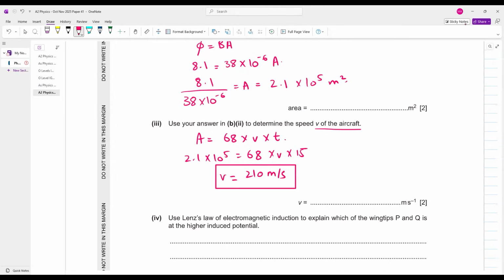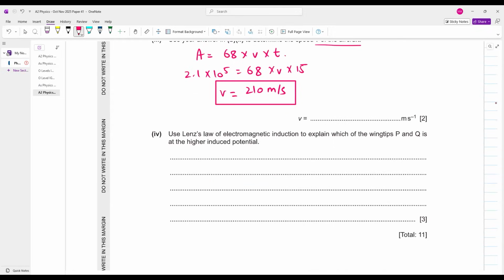Let's see part 4. Use Lenz's law of electromagnetic induction to explain which of the wing tips P and Q is at higher induced potential. The entire game is of induced potential and of Lenz's law.